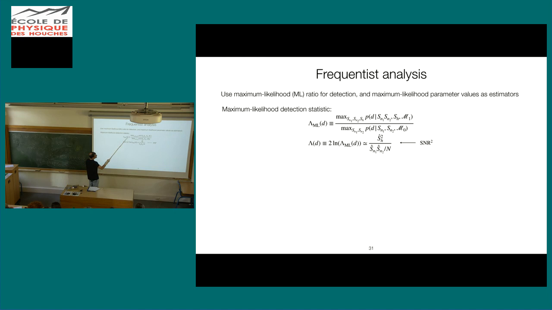If you take twice the logarithm of that, and you look at that in the limit where the signal is weak relative to the noise for the stochastic background case, you can actually show that this is what you get, which is just the square of the power signal to noise ratio in the cross-correlation statistic. So if you go back and look at slides from yesterday, you'll see an expression similar to this, but the square root of that. That was the expression for the signal-to-noise ratio.